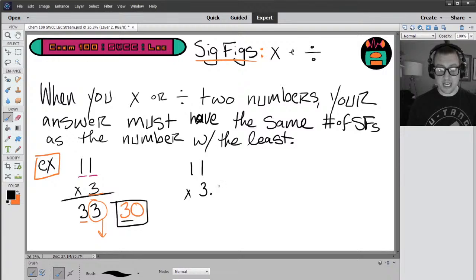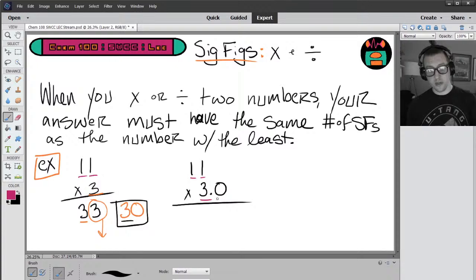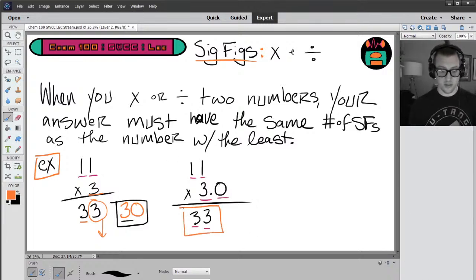If you want 11 times 3 to be 33, you need to multiply 11 times 3.0. If we look at our sig figs here, 11 has two significant figures, and 3.0 has two significant figures. So when you multiply these two together, the answer is 33, and 33 has two significant figures, so we do not need to round at all.